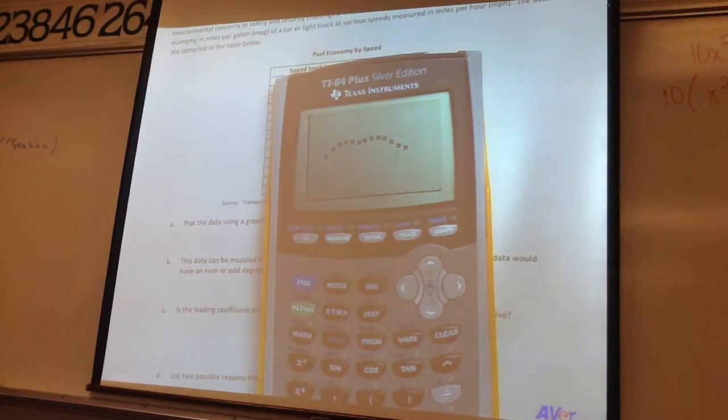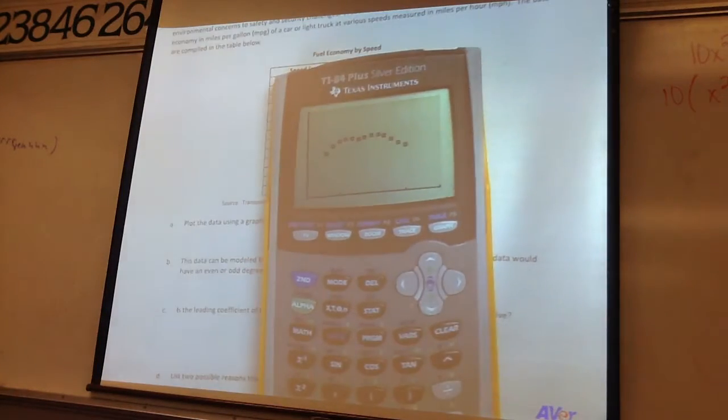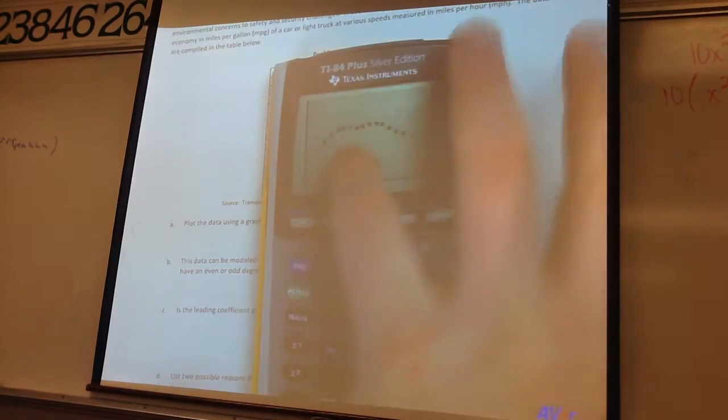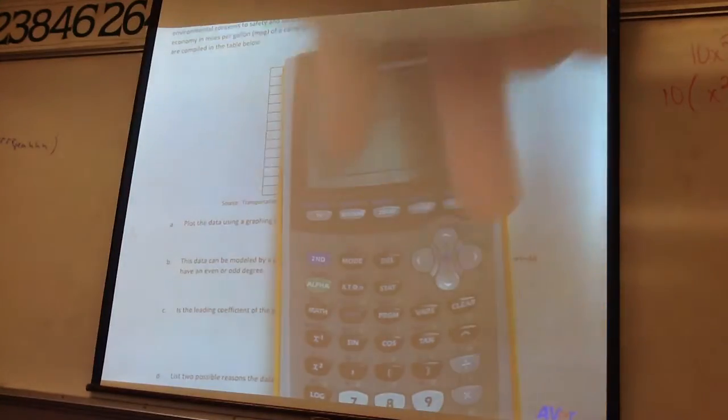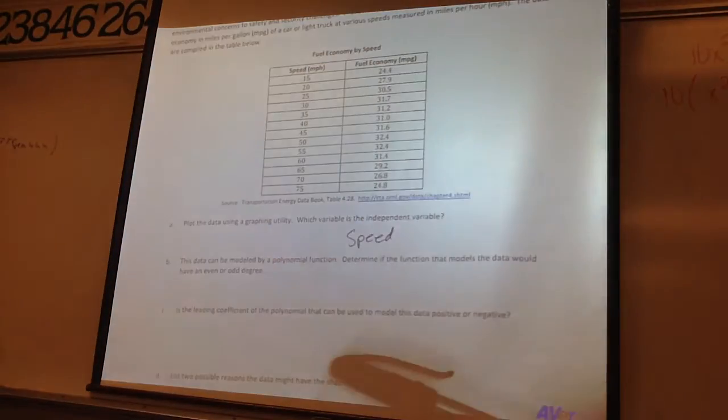What do you think, Cameron? Even. Why? Because they go like this. Can you use words for the viewers at home? It looks like a U, but it's just upside down. It goes down on both sides, right? That's like an upside down parabola. It has a little squiggly in the middle, but that's okay. It goes down on both sides. It's probably even.